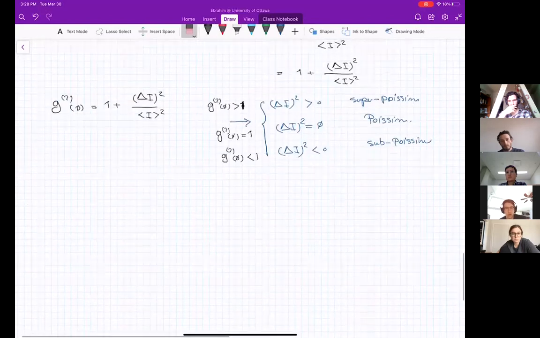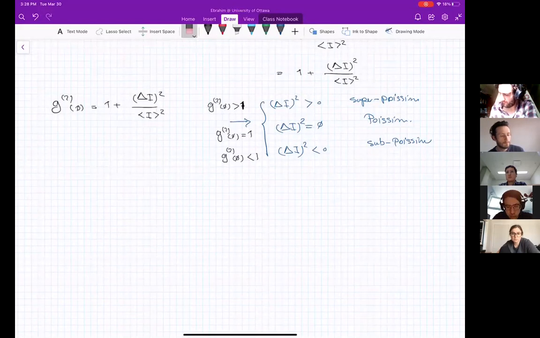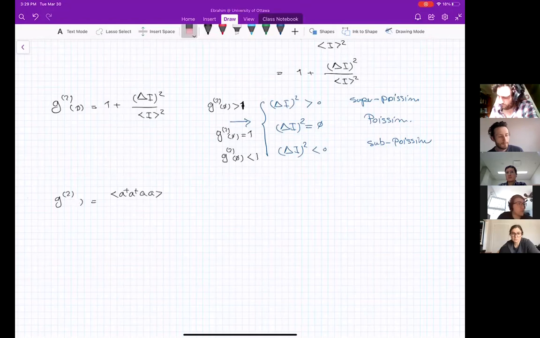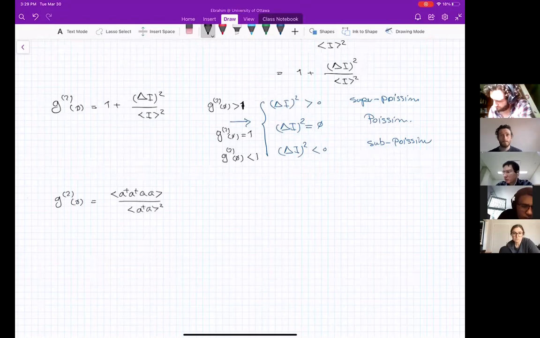Let's look at the meaning of this. If I remember well, you can do a little bit of mathematics and get the case when G2 is below 1. So let's look at the case when we have a G2 function, G2 of tau, which is essentially A dagger A dagger A A at time equal to zero, divided by A dagger A to the power of two.